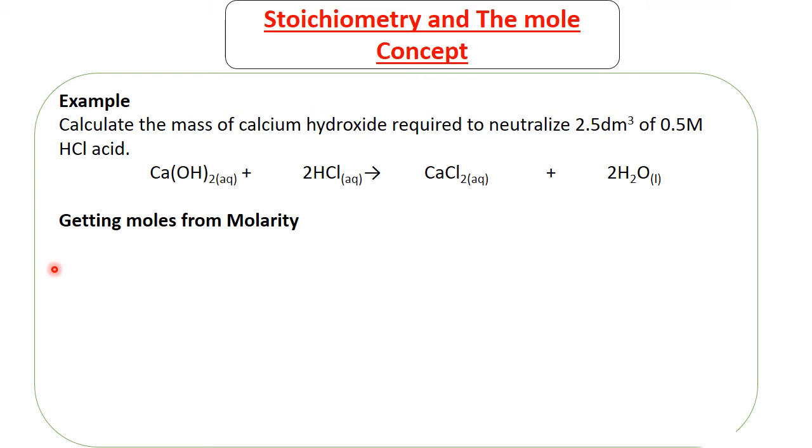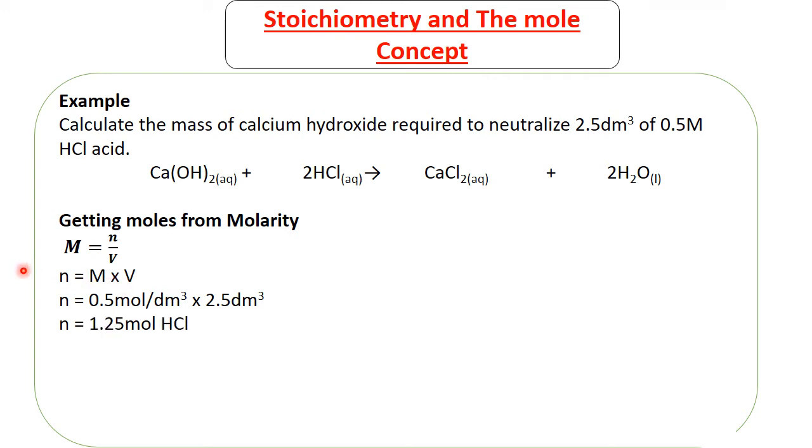With that being said, we can first start with getting moles from molarity. Molarity is equal to number of moles over volume. When we solve for number of moles, we have molarity times volume. So molarity is 0.5 moles per decimeter cubed times volume, which is 2.5 decimeter cubed. When we multiply, we get 1.25 moles of hydrochloric acid. So 1.25 moles of hydrochloric acid are going to be neutralized.